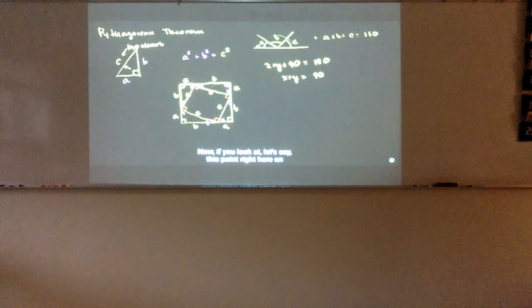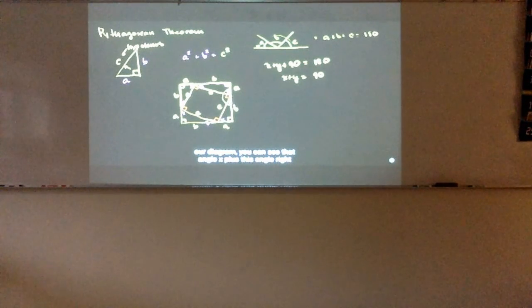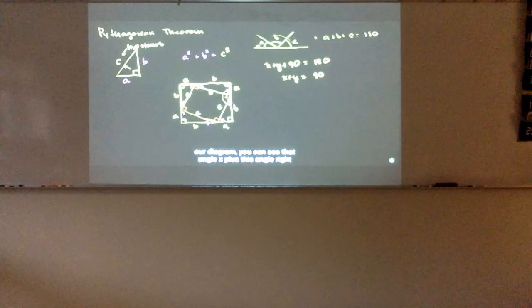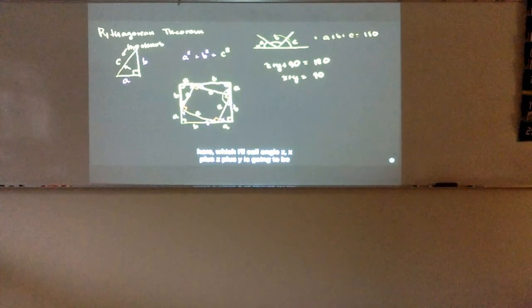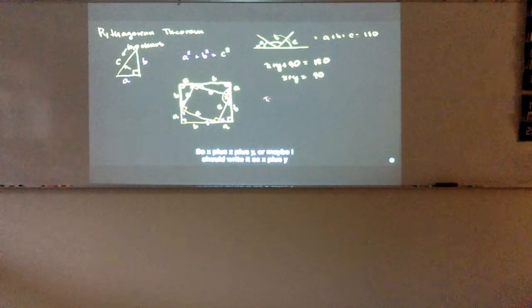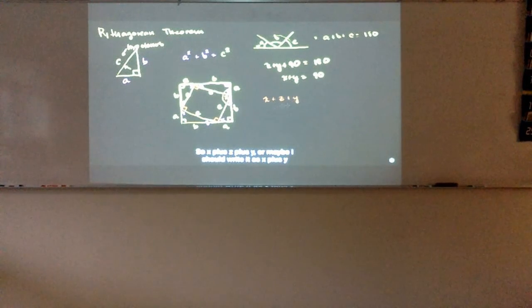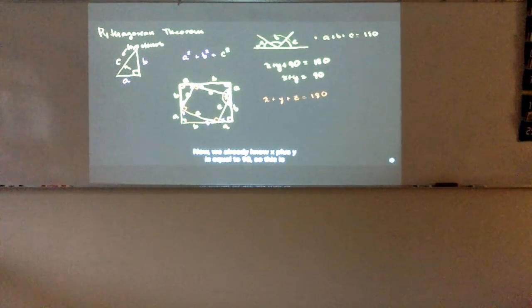Now, if you look at this point right here on our diagram, you can see that angle x plus this angle right here, what should I call it? I can call it angle Z. x plus Z plus y is going to be equal to 180 degrees. They form a line. So x plus y plus Z is equal to 180. Now we already know that x plus y is equal to 90.